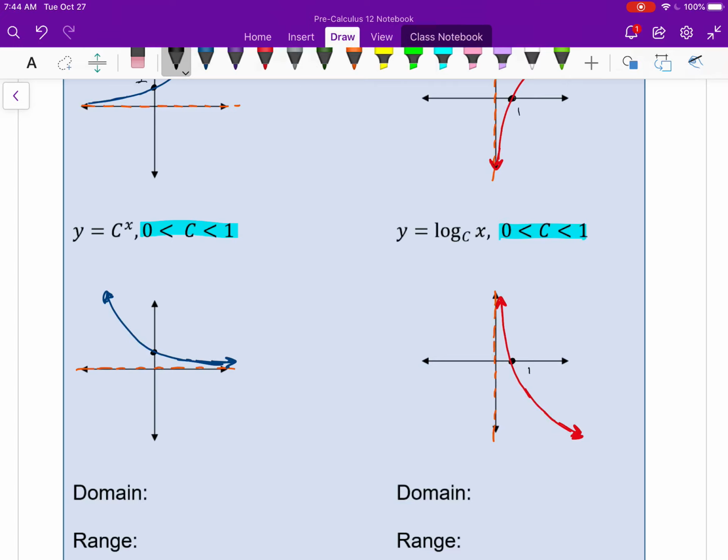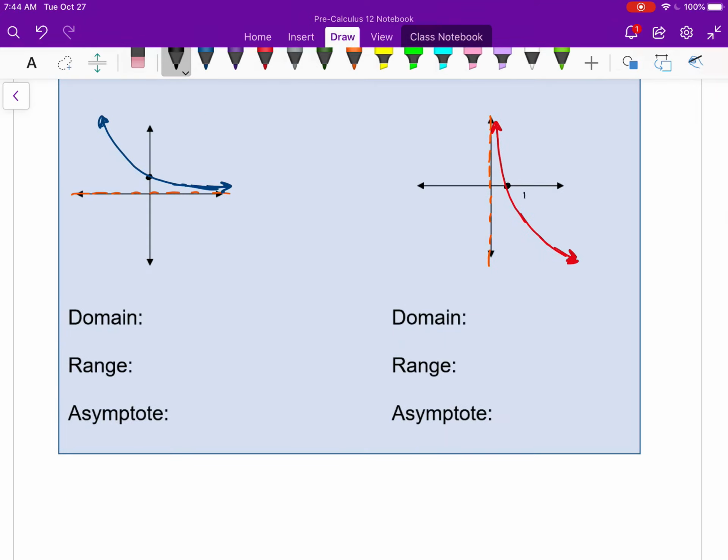And so, again, in general, for any exponential and any logarithmic function, like I've mentioned before, the domain of an exponential function is all real numbers. The range is y is greater than 0, and there's an asymptote on the x-axis, so where y equals 0. For a logarithmic function, the domain is x greater than 0. The range is all real numbers, and the asymptote is on the y-axis, or where x equals 0.